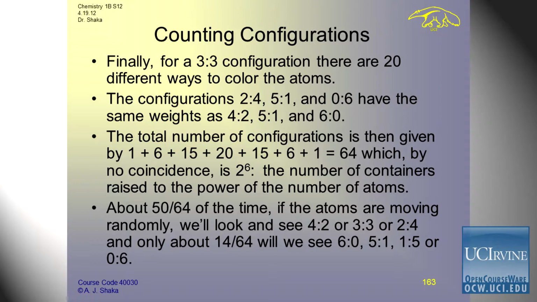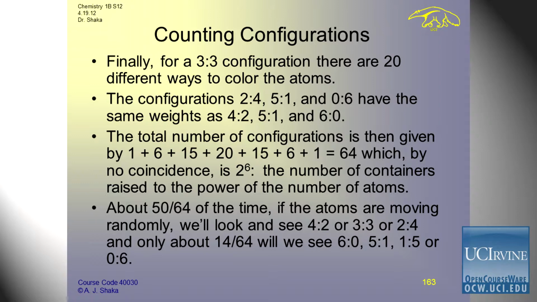So the total number of configurations that we have is given by 1 plus 6 plus 15 plus 20 plus 15 plus 6 plus 1 equals 64. You can see what we were doing was starting with 6 and 0, 1, right? 5 and 1, and that contributes 5, and so forth until it's even. And then you can go to the other side. That's how many possible orientations of the system there were, and that's 64 total, which, as I mentioned earlier, is no coincidence, as it's an exponential statistical analysis, 2 to the 6th. The number of containers, 2, raised to the power of the number of atoms.